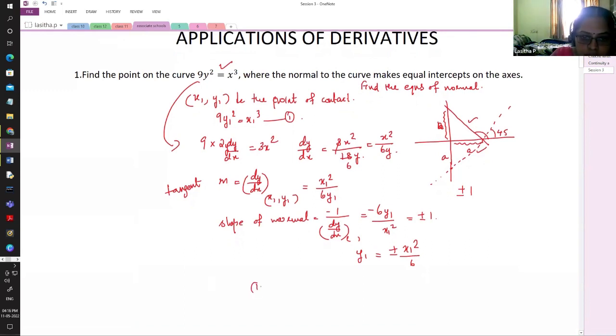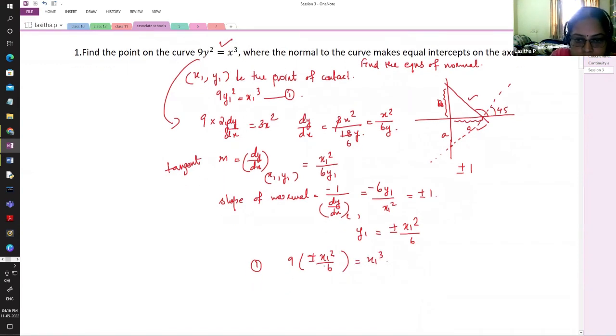And so we can substitute in that equation number 1 here. So the value will be, on squaring, that plus or minus 1 will vanish. So this is x1 cube. And here, on squaring, we have a square outside. So here we get 9 into x1 to the power 4 divided by 36 is equal to x1 cube. x1 to the power 4 equals, on cancelling, 4x1 cube.